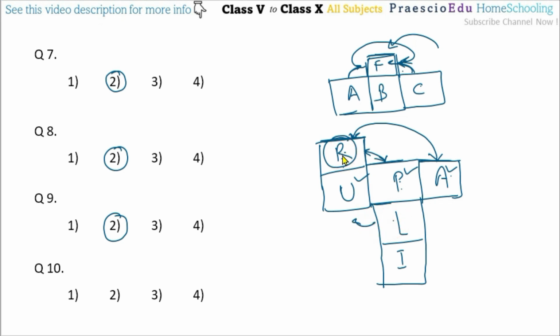Now if R is at the top, L will be at the bottom side, which is opposite to R, and I will come to R's edge. So this edge and this edge will be adjacent. That's why L is the opposite of R, and this is given in option number 1. So for question number 10, option number 1, L, is the correct one.